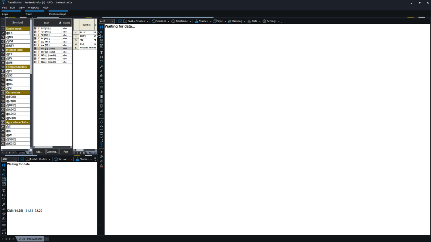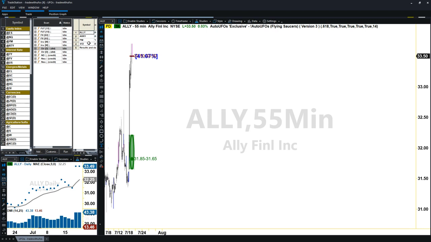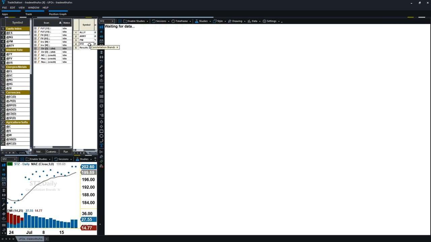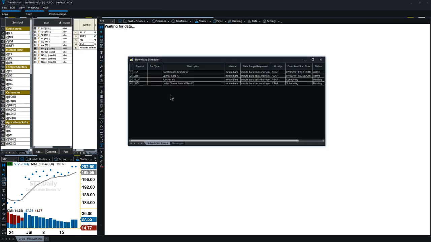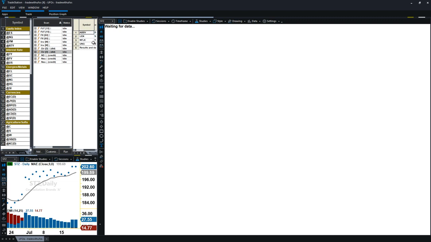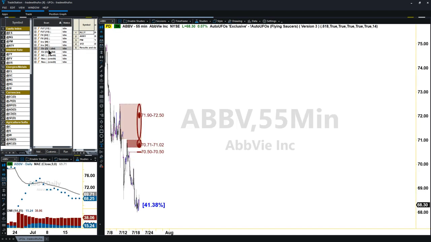While TradeStation is downloading data, let me see. Ali is not ready. What about STZ, Constellation Brands? And you want to see the download scheduler. Yeah, it's still downloading data for those guys. So we're just going to have to wait. I don't know why it's going so slow today for the download. Yeah, it's really taking its time. So I'll just wait a little bit until the data is with us.